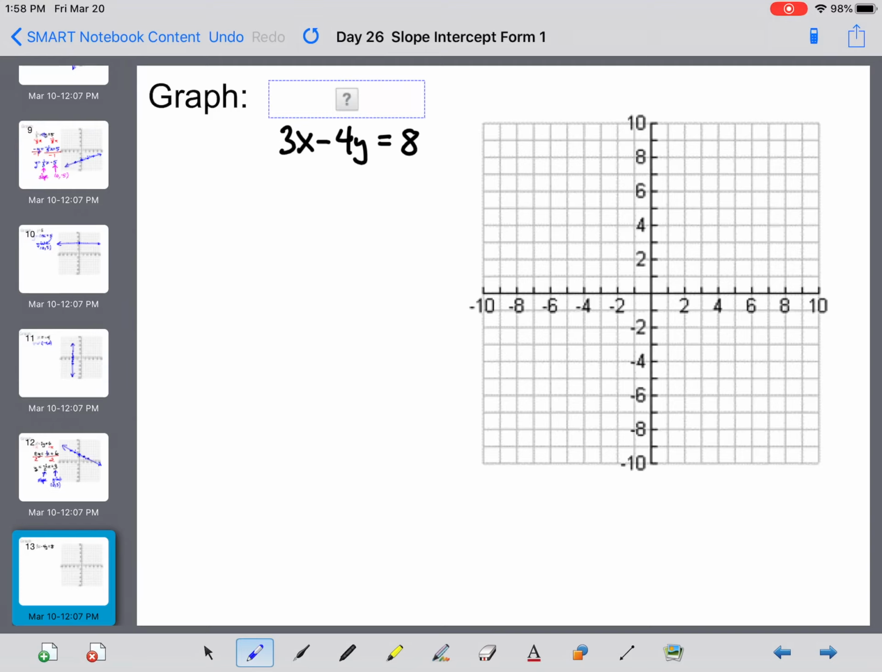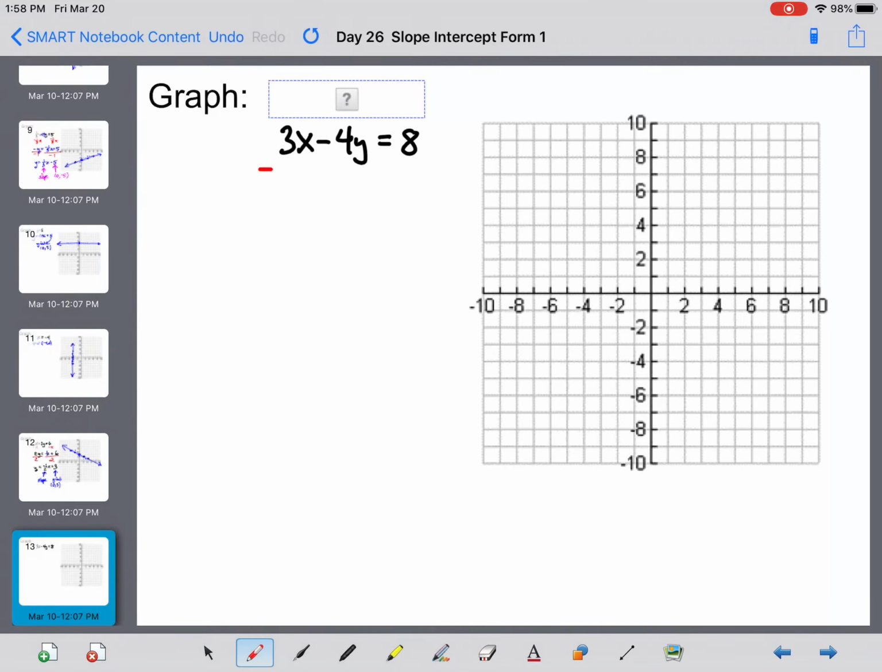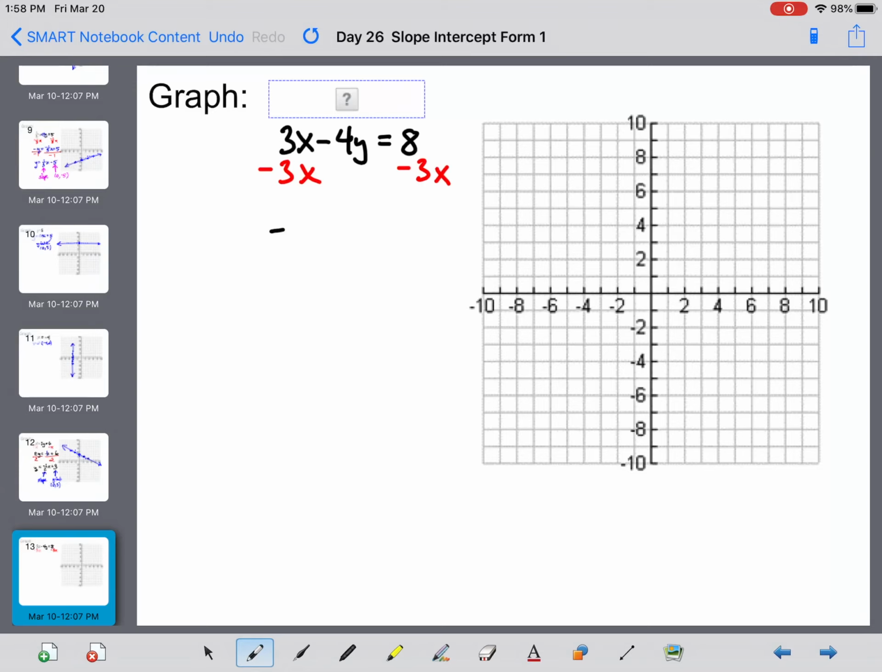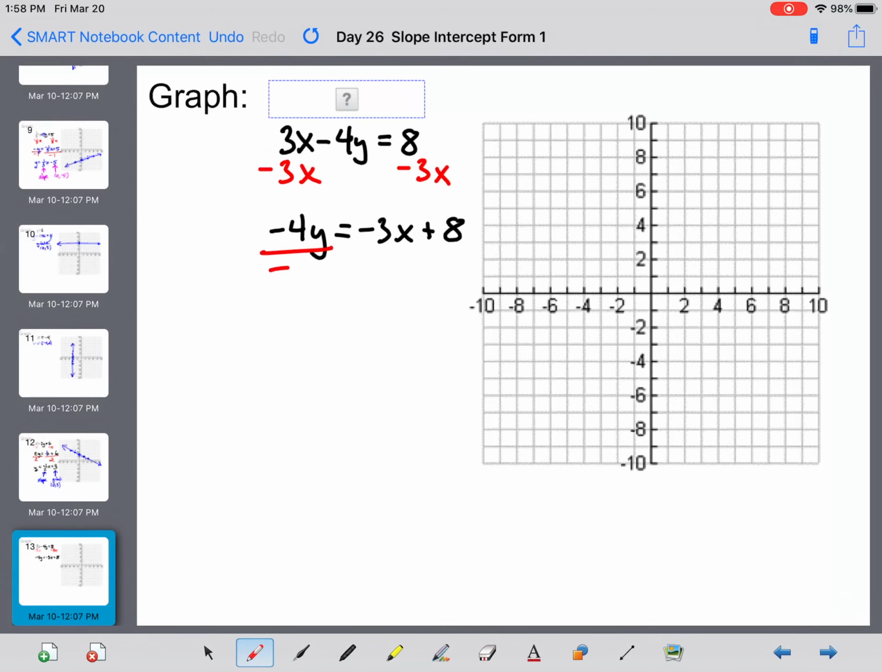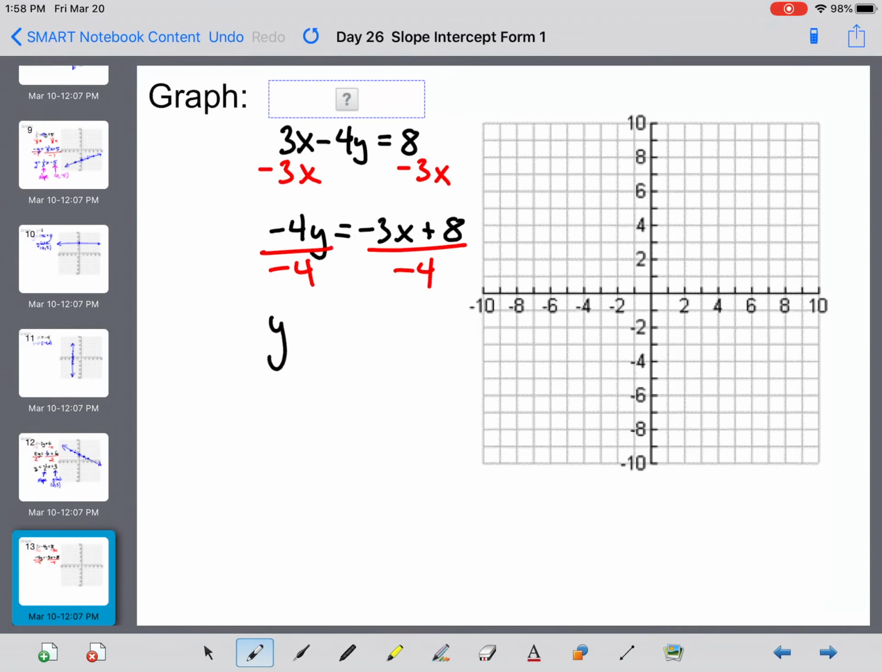So again, 3x minus 4y equals 8. This one doesn't look great. So we're going to spend our first few moments here getting this in y equals form. So let's take away 3x from both sides. So -4y equals -3x plus 8. Remember, you can't take -3x and 8 and add those together because they are not like terms. And then I don't want -4y, I want y all by itself. So we're going to have to divide both sides by -4.